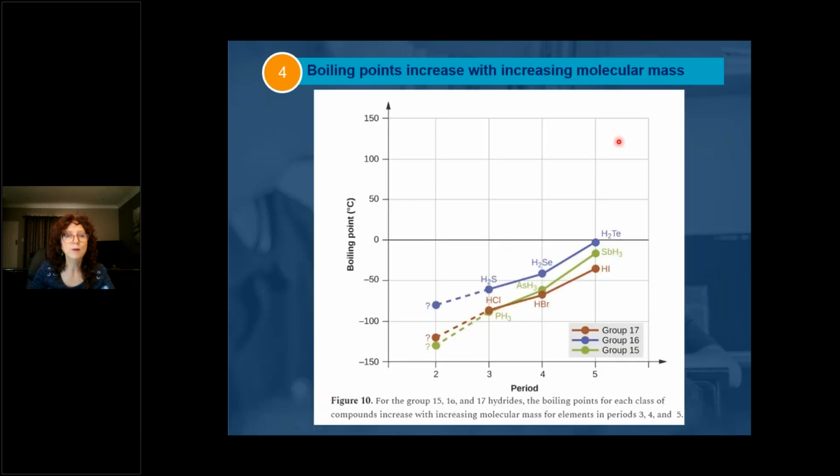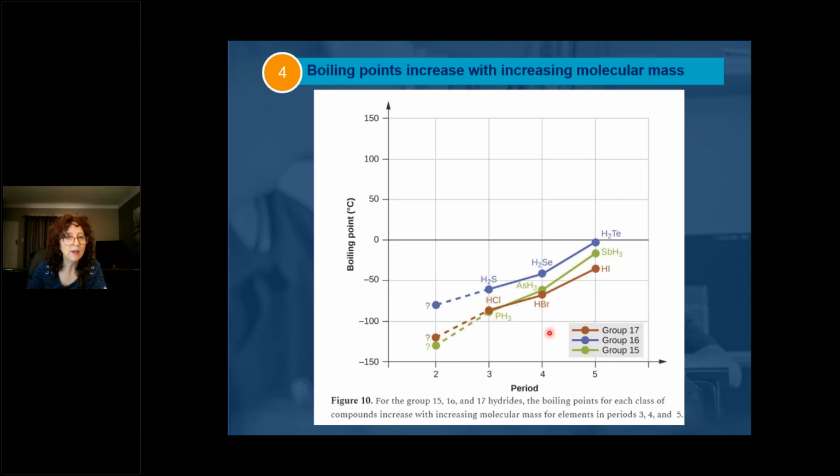So here we have a graph. Boiling points increase with increasing molecular mass. For the group 15, 16, and 17 hydrides, the boiling points for each class of compounds increase with increase in molecular mass for elements in periods 3, 4, and 5. Here you can see if you calculate the molecular mass, the molecular mass of hydrogen iodide is bigger than the molecular mass of hydrogen bromide. So therefore, it will have a higher boiling point than hydrogen bromide.